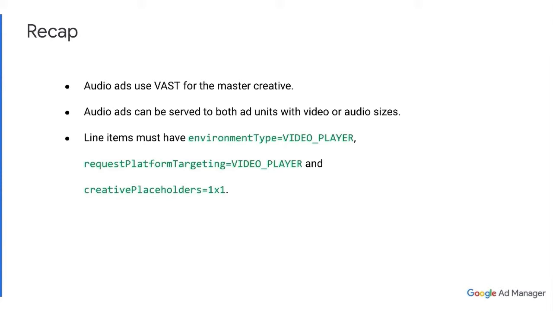Congratulations! You've learned all the steps to create an audio ad unit, line item and all related objects. To recap, audio ads use a VAST tag for the master creative, similarly to how video ads are trafficked. Audio ads can be served to both audio ad units and video ad units. So if you have already set up your inventory for video ads, you can target the new audio ad creatives to the same video ad units. That means setting up line items with the environment type and request platform targeting properties set to video player and a 1 by 1 size for the creative placeholder size.